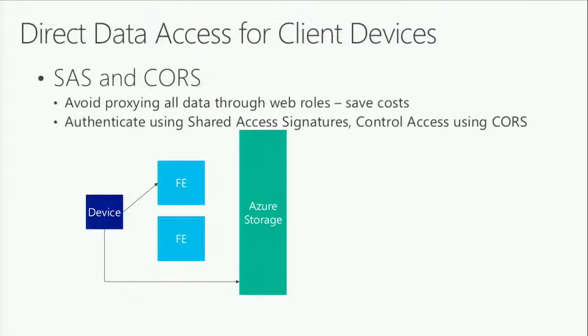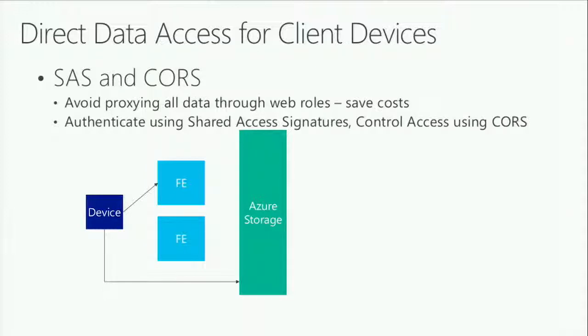to. Using shared access signatures, which we're going to talk about more in a minute, and cross-origin resource sharing, you can now actually make direct data access calls from your client devices. So it used to be that you would have to proxy all Azure storage data through your front-end web roles. That would mean you'd need more front-end web roles. You'd need to be thinking about scalability just as much as the storage platform needs to.